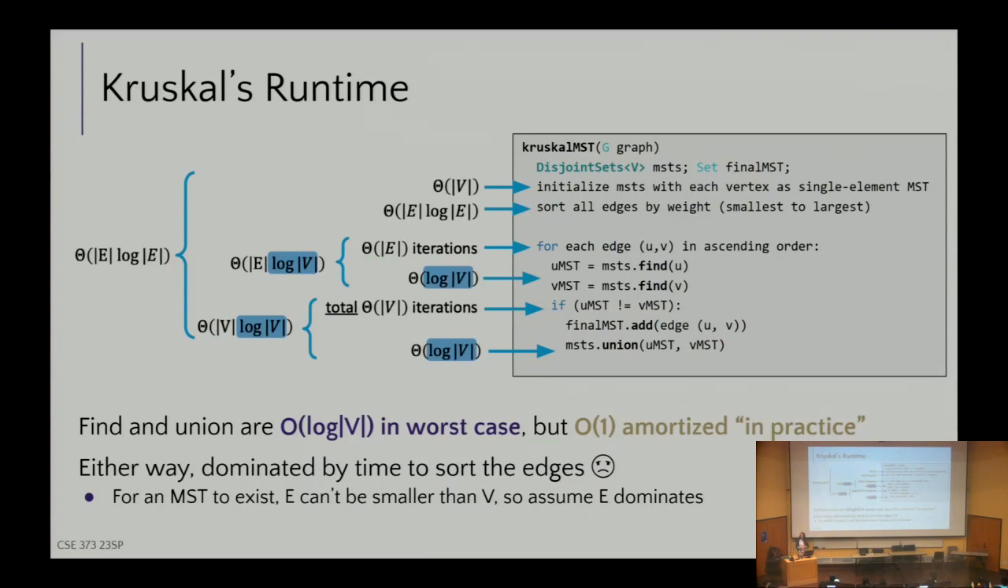And so we can assume that the value of E dominates the value of V, and so the overall runtime of Kruskal's ends up being entirely dominated by this runtime up here, E log E, which is the time it takes to sort all of the edges by weight. Come back next week where we're gonna talk about sorting. It'll be fun. We love sorting. And I'll explain to you where that E log E comes from. Any questions on the runtime here for Kruskal's then?